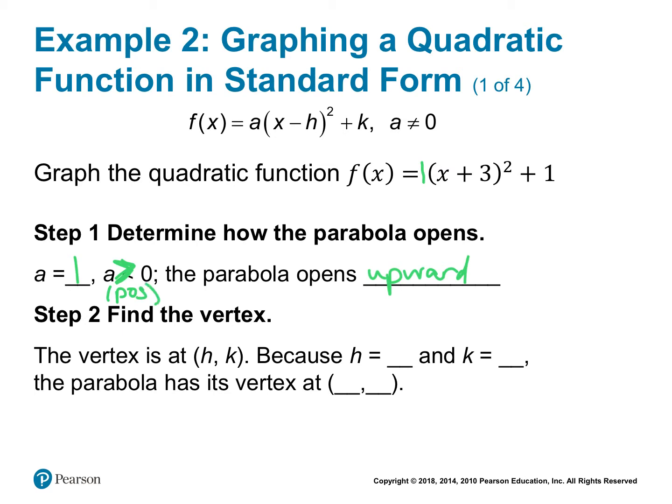Okay, now we'll find the vertex. That's (h, k). So the h, now be careful with this negative here. The only way that this could have turned into a positive 3 would have been to subtract a negative 3. So that means the h was negative 3. And then my k value is plus something, so in this case it's plus 1. So my vertex is (negative 3, 1).